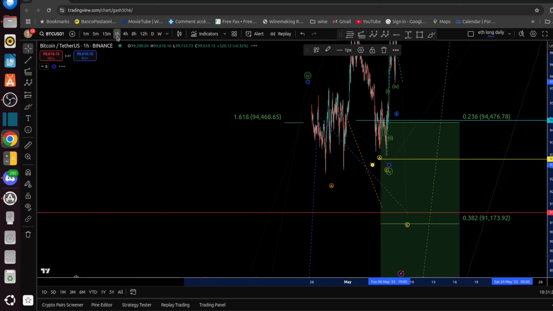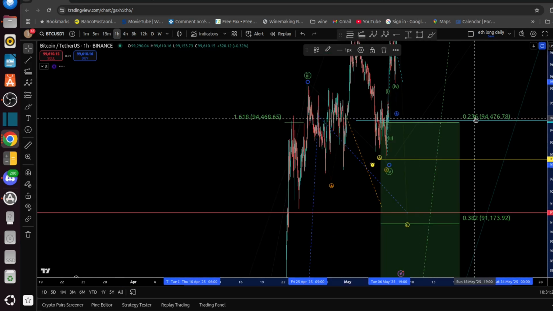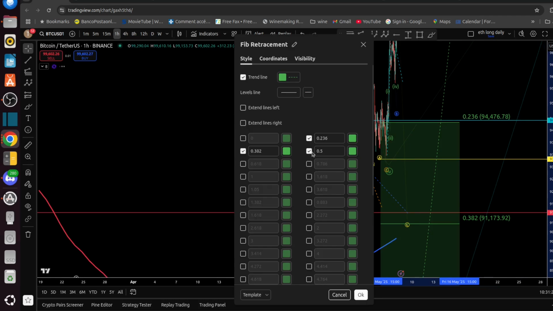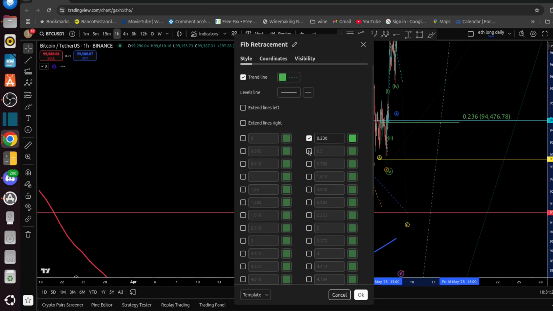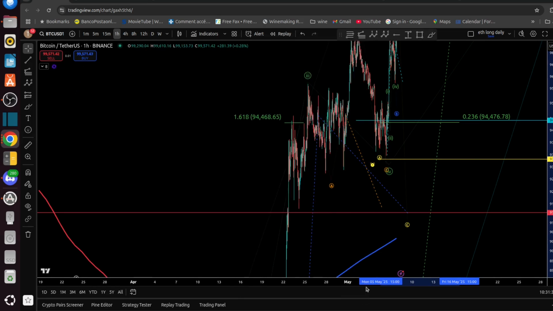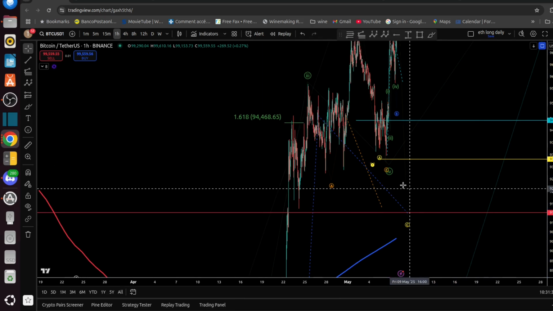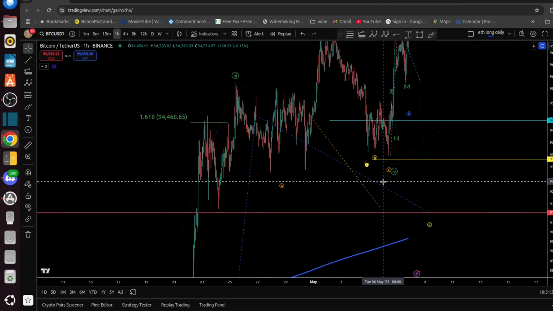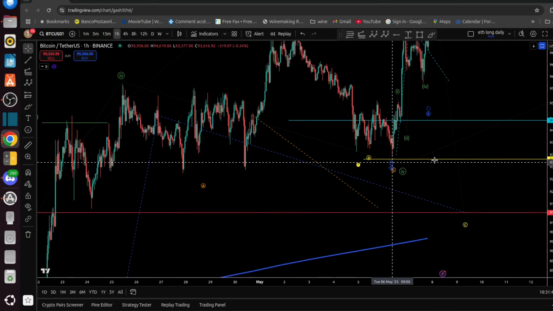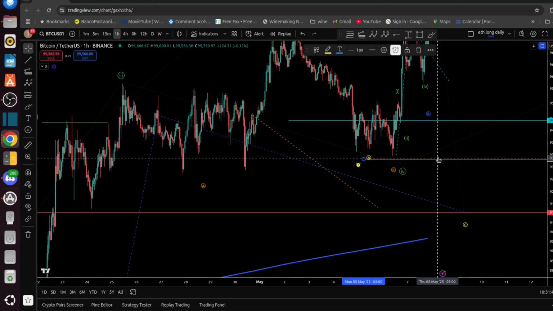Actually, let me go on the 1 hour now and also remove the 0.5. Actually, even 0.3. I'm not even sure we need it anymore. I think I can even remove it completely. Yeah, why not? Okay, so wave 3, wave 4, I can remove the alarm also.